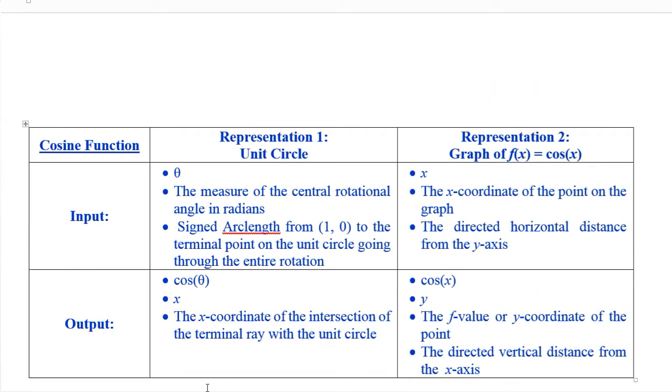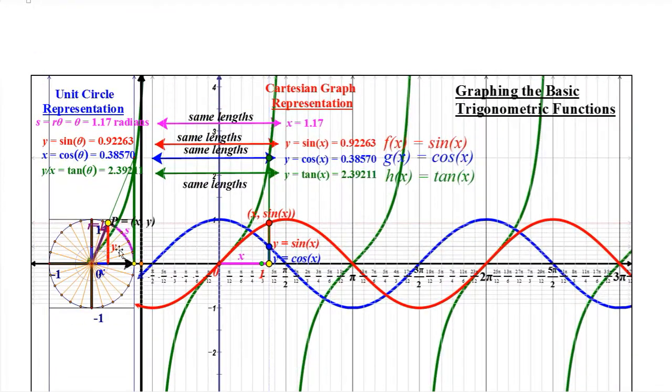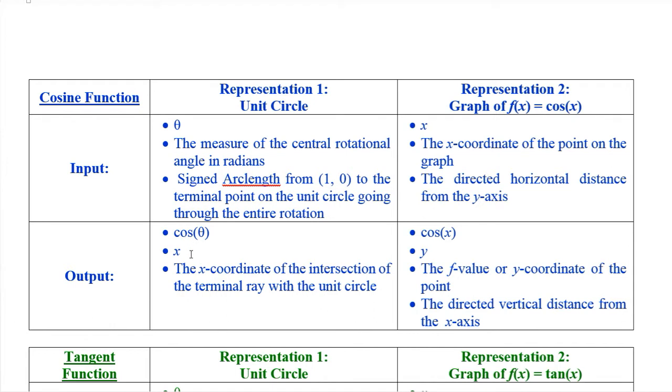On the other hand, on the cosine function, the same thing is true of the input. The input on the left picture, the unit circle picture, is an angle, which is measured in radians. On the right, it is the horizontal distance from the y-axis. That's always the same. Now, what's different here is on the unit circle, cosine is the x value. So the x value of that yellow point, or this blue distance, is the amount of cosine. But when we bring that over here, it becomes a vertical distance, not a horizontal one. Over here, that blue distance is horizontal. Over here, it's vertical. So the output is cosine of theta, which is the x-coordinate of the intersection of the terminal ray with the unit circle in the unit circle picture. In the Cartesian graph picture, the output y is cosine of x, which is the f value, y value, or y-coordinate of that, which is the vertical distance.